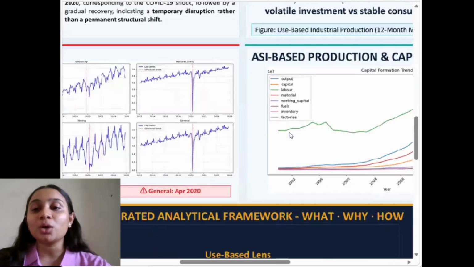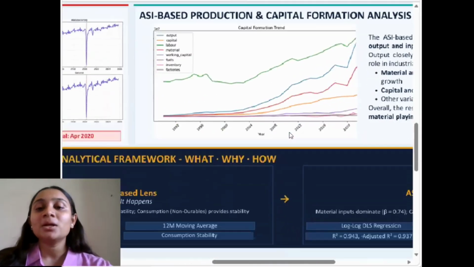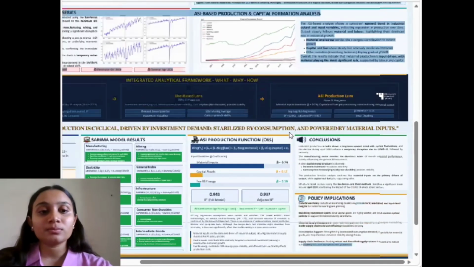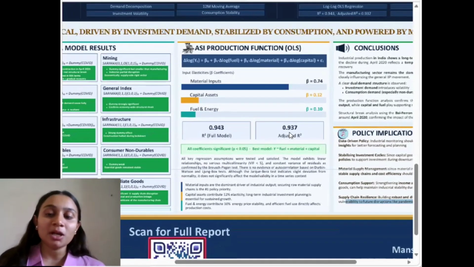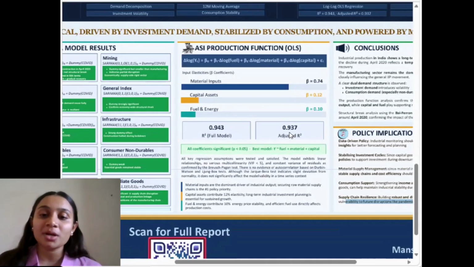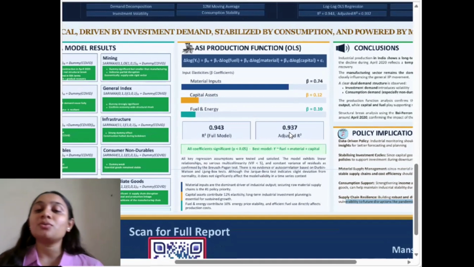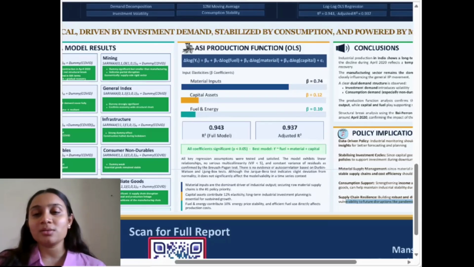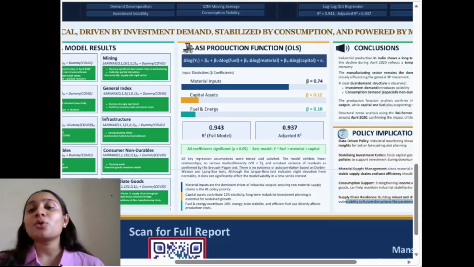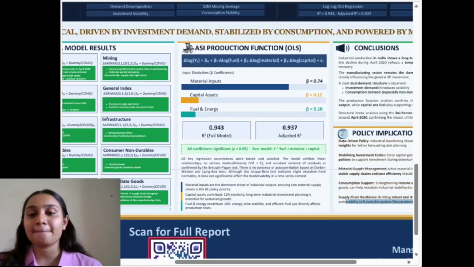Then I do the econometric model, the ASI production function model. I estimate a log-linear regression: material input elasticity is 0.74, capital elasticity is 0.12, and for fuel it is 0.10, with an R-squared of 0.94, indicating a very strong fit. This clearly shows that industrial production in India is input driven, mainly by the material supply.